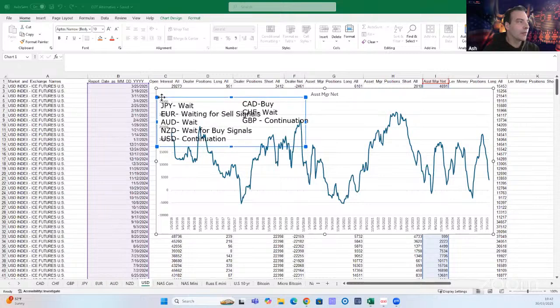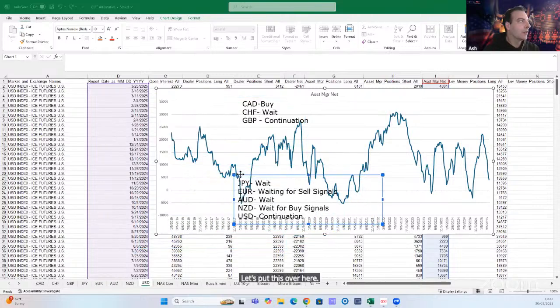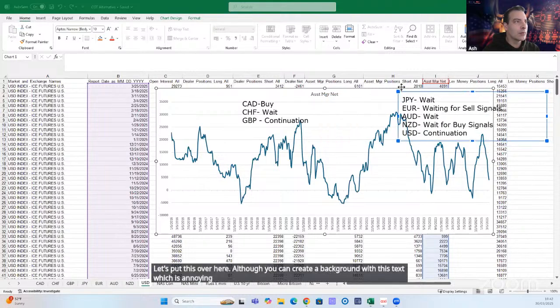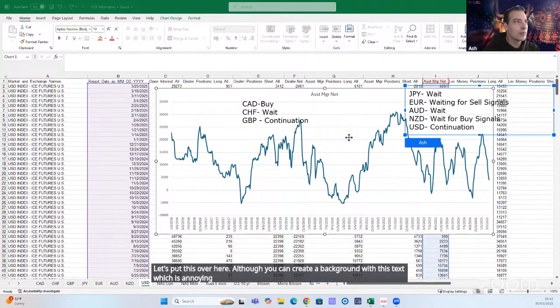Let's put this over here. I don't think you can create a background with this text, which is annoying. You don't see that, okay. So this is where I'll be looking.